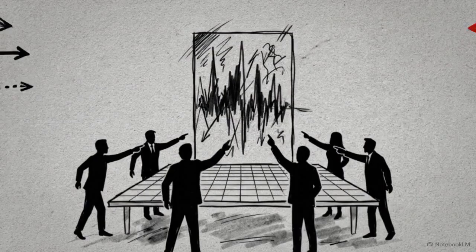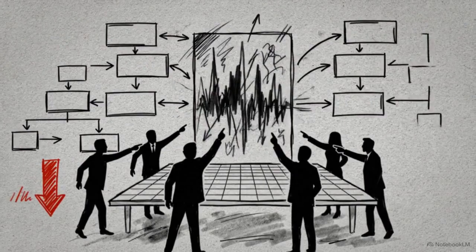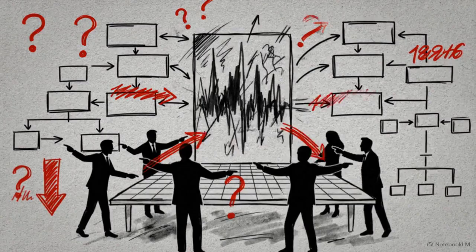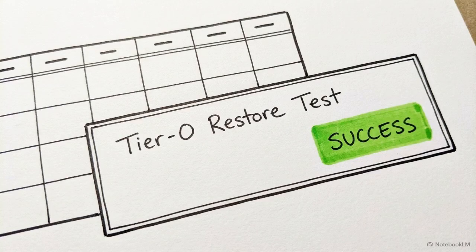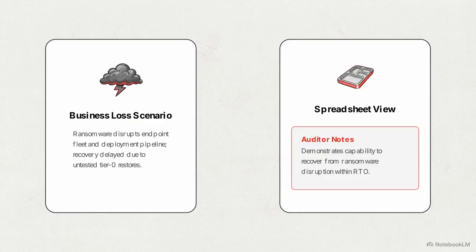For step 4, we transition from passive logging to active proof. We must verify that our defenses hold up under pressure using simulated tabletop testing. We record this active proof by attaching a witnessed Tier 0 restore test to the register. This demonstrates capability, not just intention. Beside this test, use your auditor notes column to write one clear sentence linking the successful restore back to your original loss scenario. This guides anyone reading the document straight to your business logic.